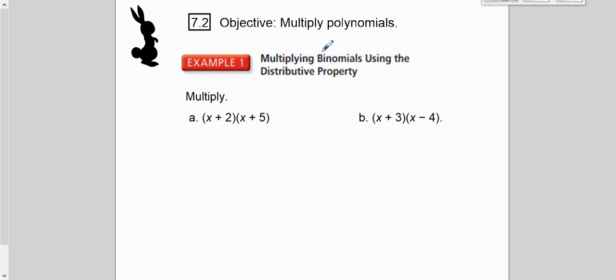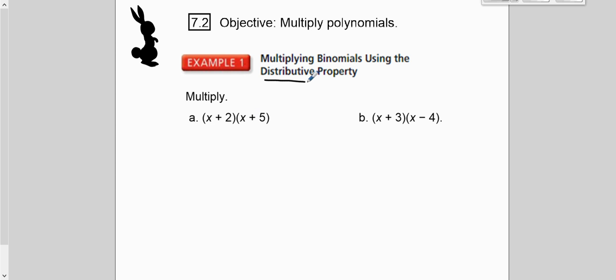Remember, a binomial, bicycles have two wheels, so binomials have two terms. X plus 2, that is 1, 2 terms. Terms are separated by addition or subtraction signs. So this is a binomial and this is a binomial, and we need to multiply them together.